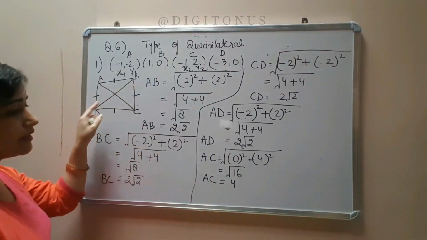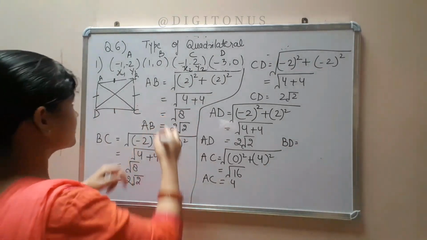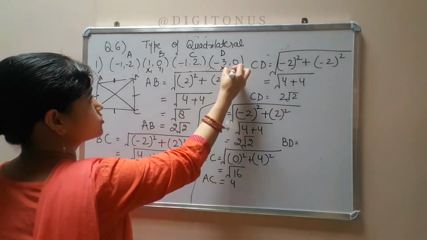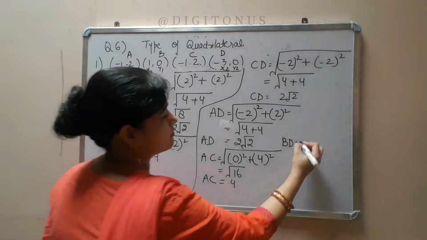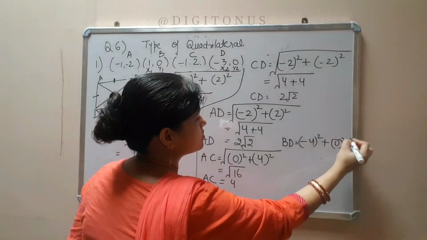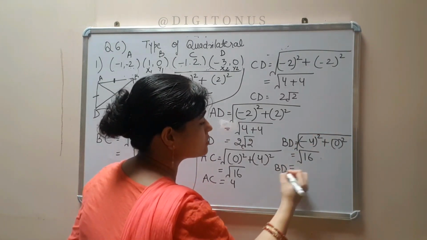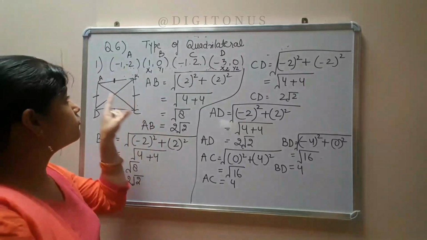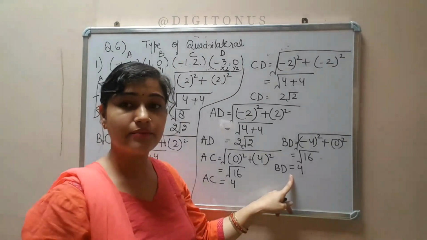Now we will work in B and D. Now we will work in BD, the other diagonal. So we will change these values also, x1 y1 and x2 y2. So apply minus 3 minus 1, minus 4 plus 0 minus 0 whole square. So you can see that this will also be 16 under root, means BD value is also coming 4. So what are you observing here? That all four sides are coming 2 root 2, means same, and both the diagonals are also coming the same, 4.